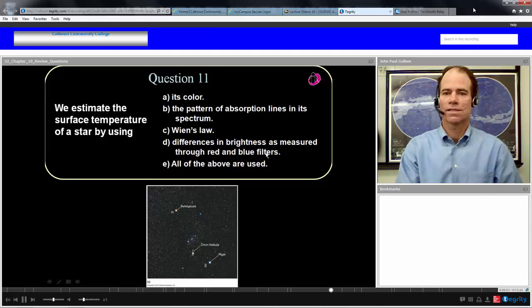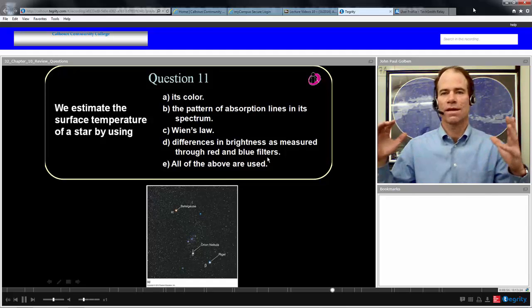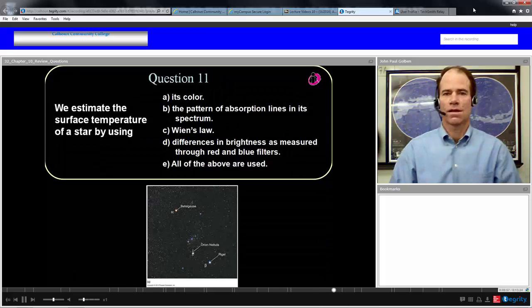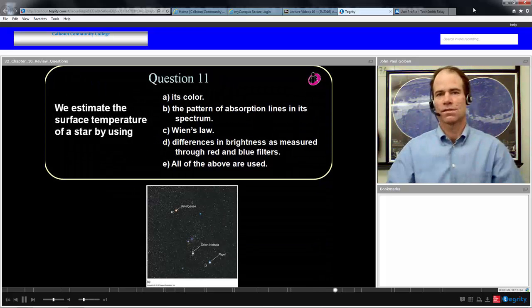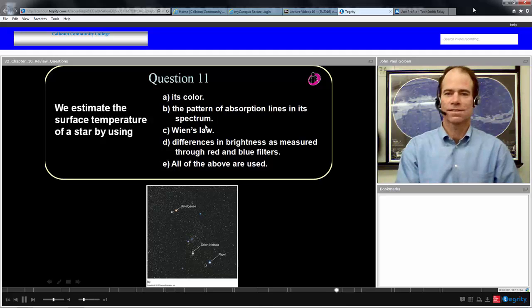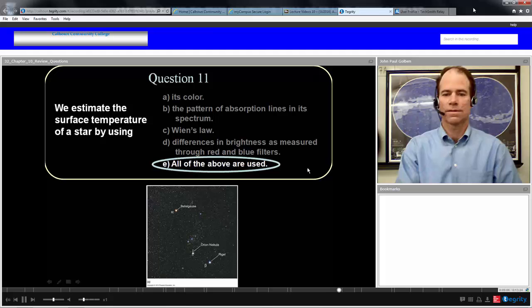Difference in brightness through red and blue filters could set up a black body diagram, which would tell us the temperature. So all these things could be used to determine the temperature of a star. All of the above.